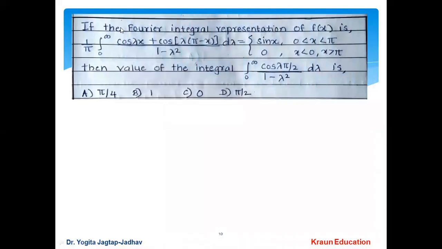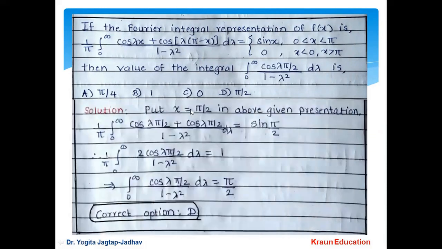Now, if the Fourier integral representation of f of x is 1 upon pi integration from 0 to infinity cos lambda x plus cos of lambda into pi minus x upon 1 minus lambda square d lambda, this is your f of x, then the value of the integral from 0 to infinity cos lambda pi by 2 upon 1 minus lambda square d lambda is. These 4 options are provided. Now you can see when we put x is equal to pi by 2 in the left hand side of the given integral, what happens?